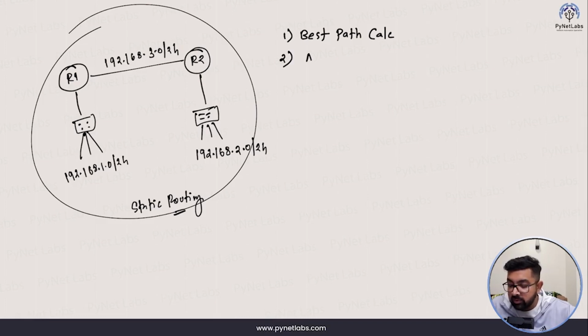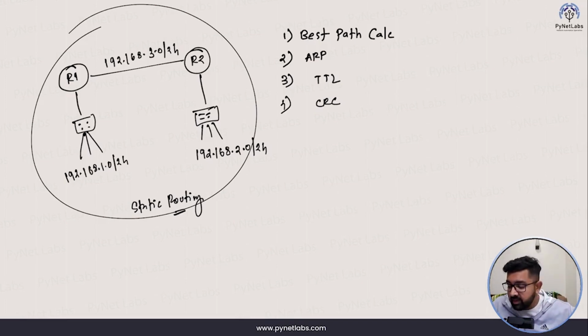Then it also needs to perform ARP for resolving the MAC addresses. Then it also needs to perform TTL change, that every time your traffic crosses a hop, a TTL value, time to live value, needs to be decremented. Post that, it also needs to perform cyclic redundancy check. It also needs to take care of other traffic that's going on.